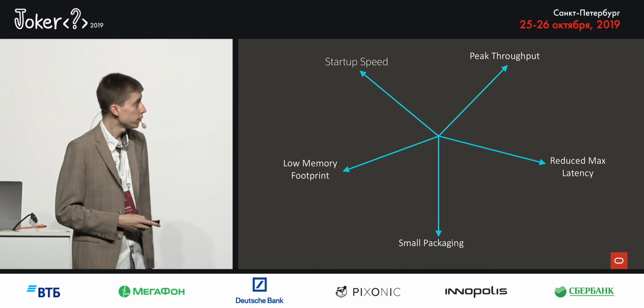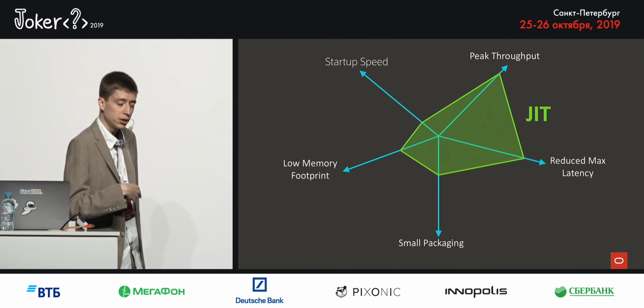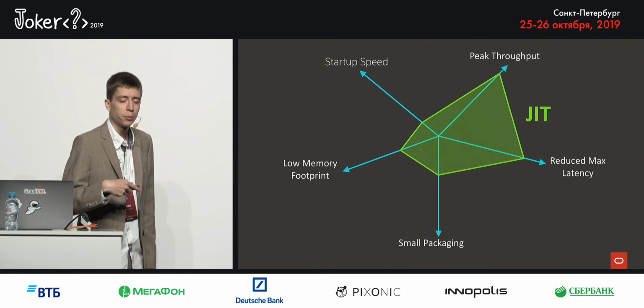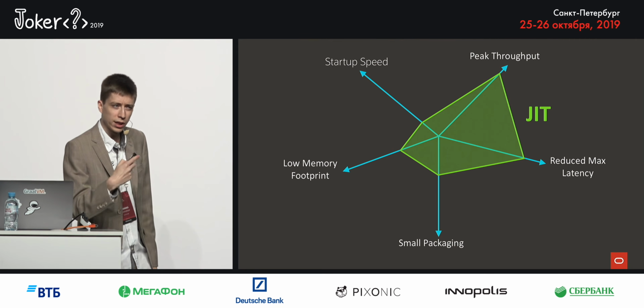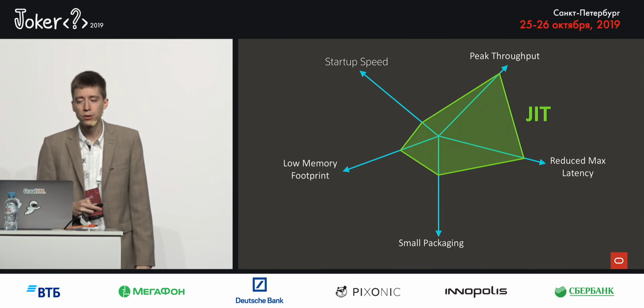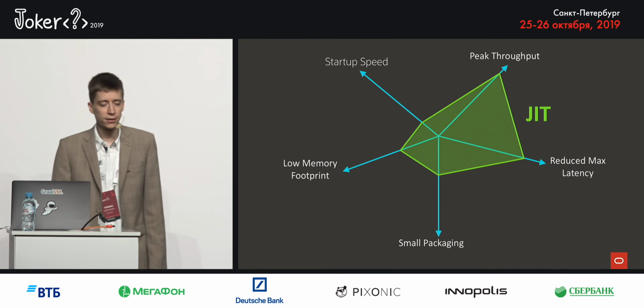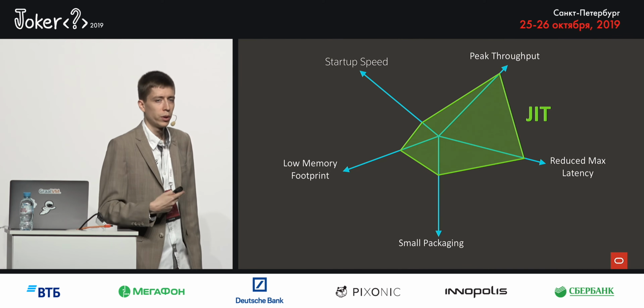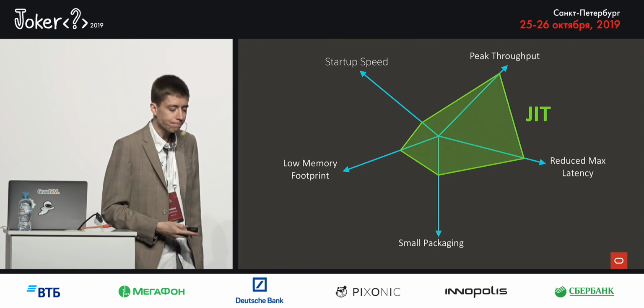in the current versions of GraalVM, the situation is that the JIT version of GraalVM optimizes for the peak throughput. So once the application is running for a long time, it will give you better peak performance. And it will optimize for reducing max latency because you have low latency garbage collectors available.